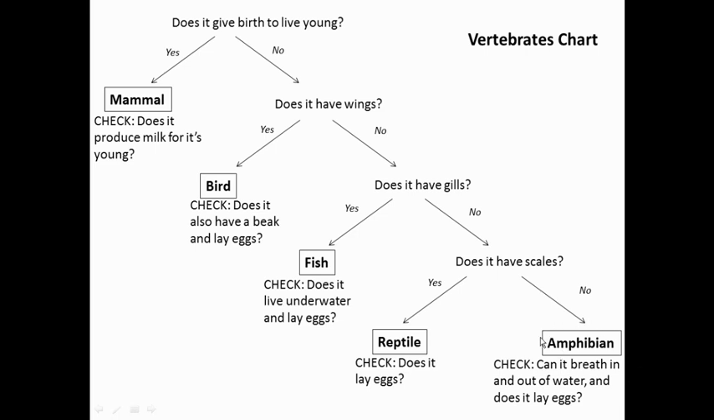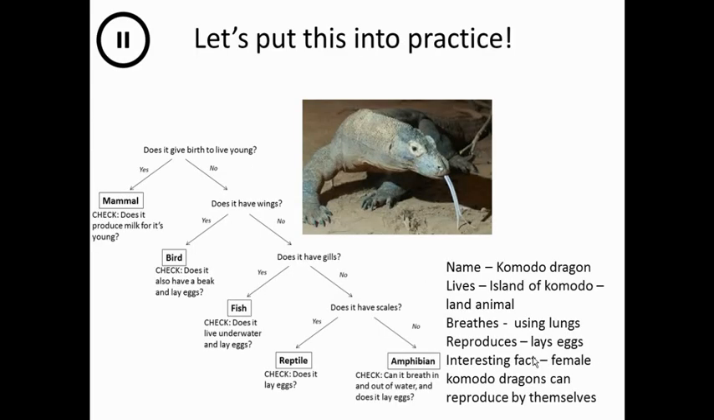If what you're looking at doesn't have scales, then it's probably an amphibian. Amphibians are things like toads, frogs. So you can ask, can it breathe in and out of water, and does it lay eggs? If it does, then you've probably found an amphibian.